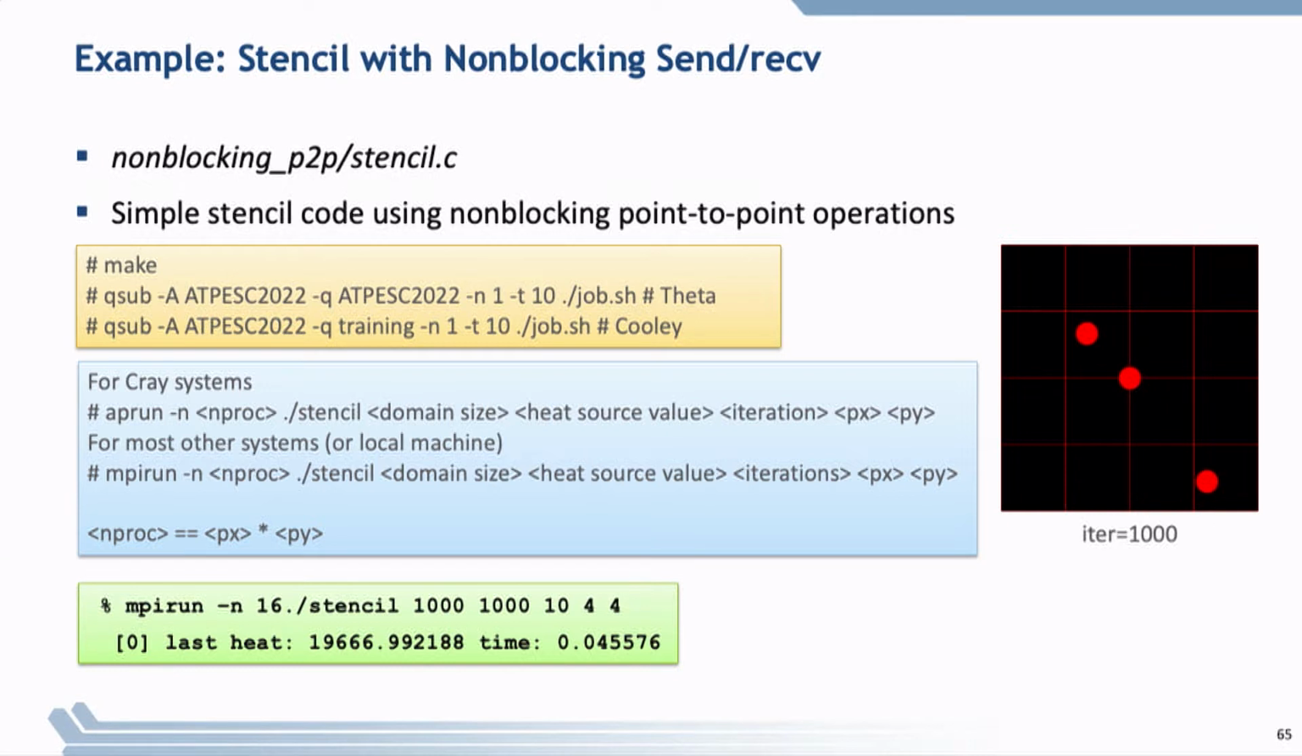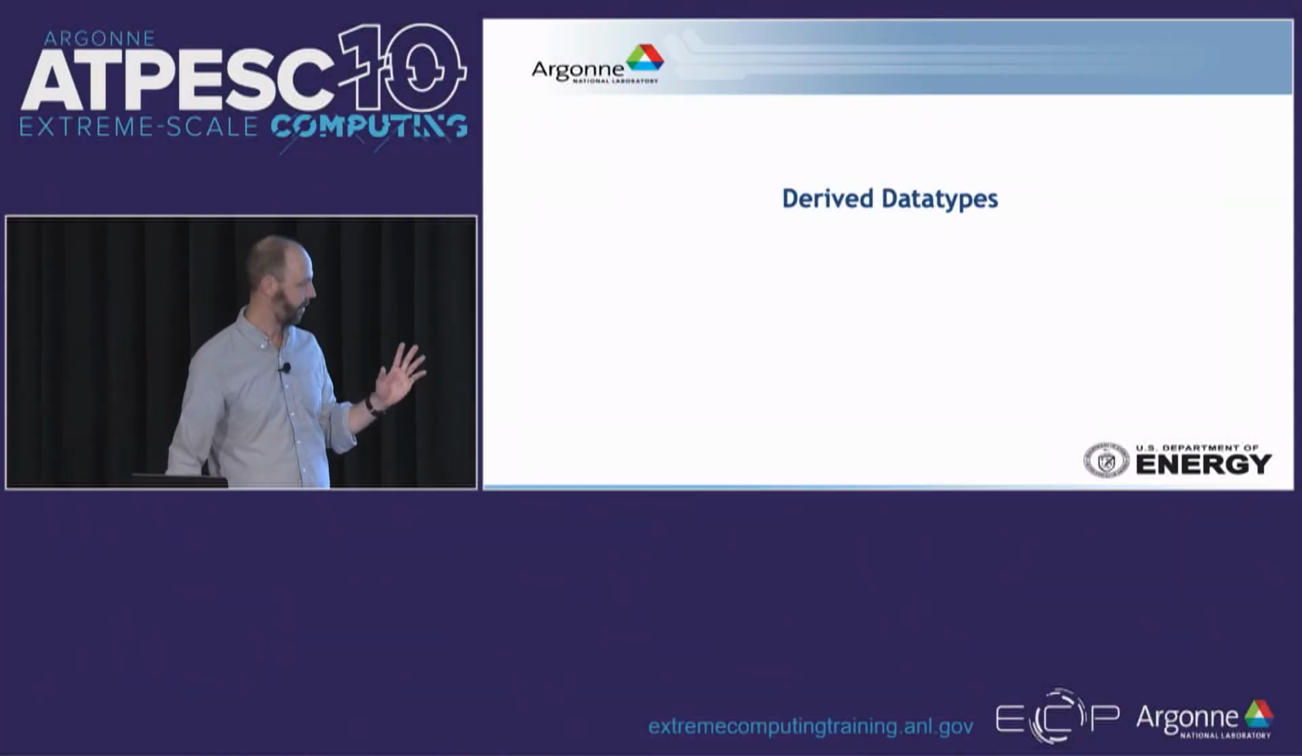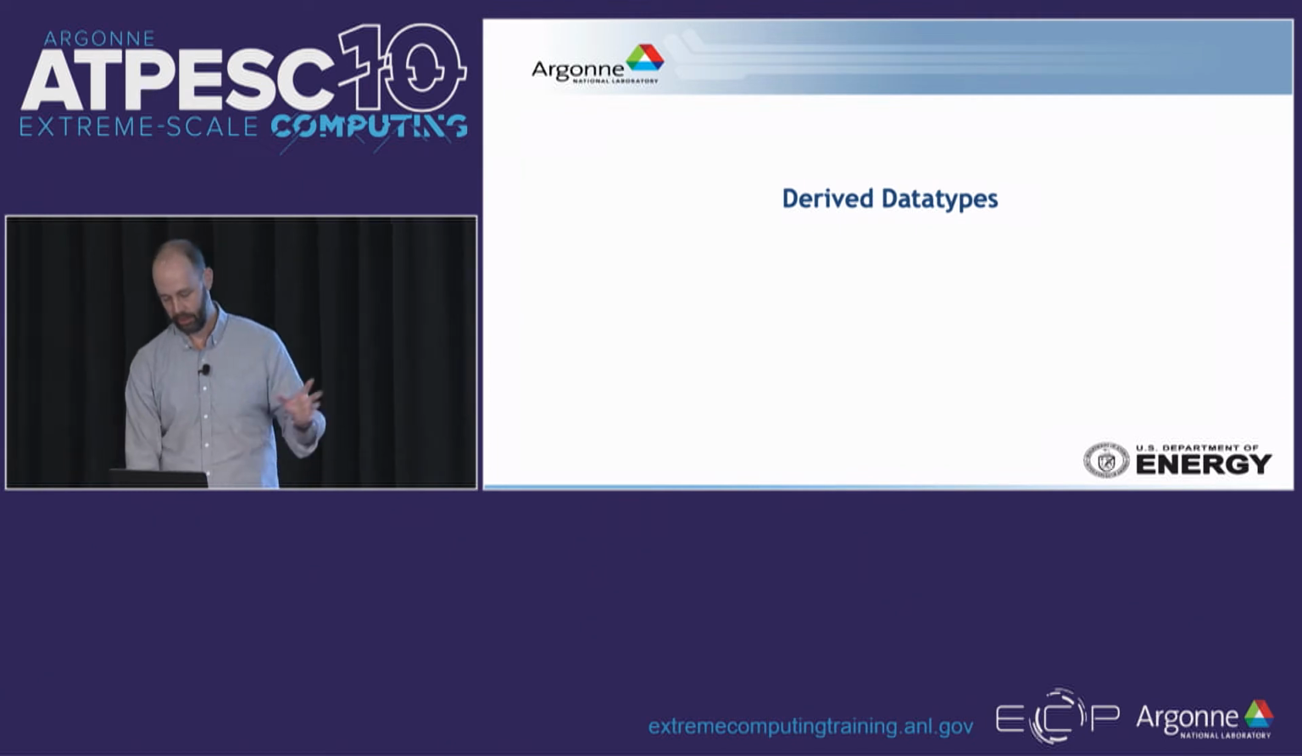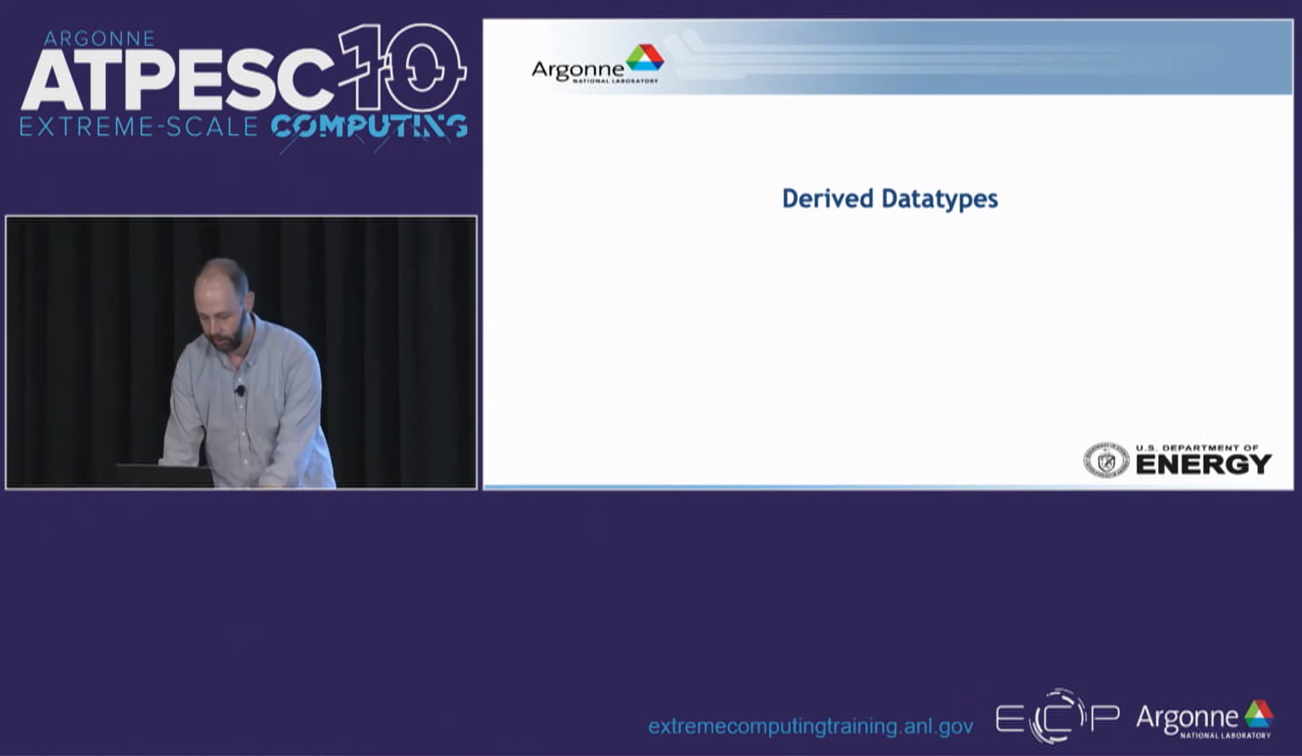So, all right, we have till 12. I have about half an hour now to cover derived data types. And then we'll have some time to do hands-on, actual modification of the code. Up until now, we've just walked through the code. Now we're going to dive into how we might modify it to improve upon the non-blocking point-to-point version.